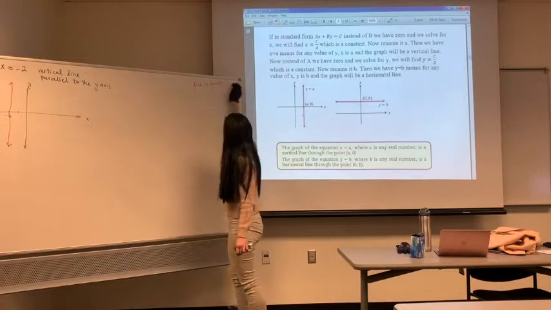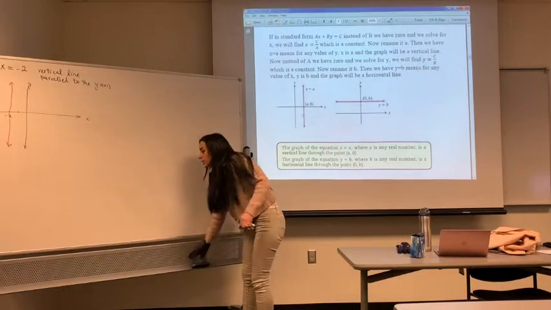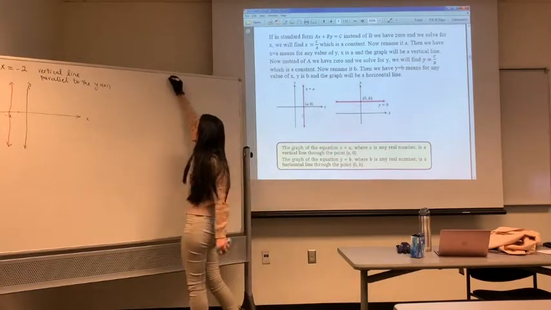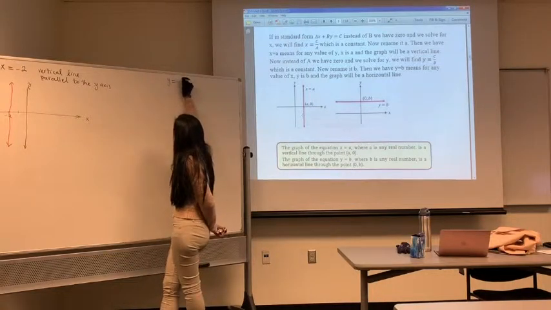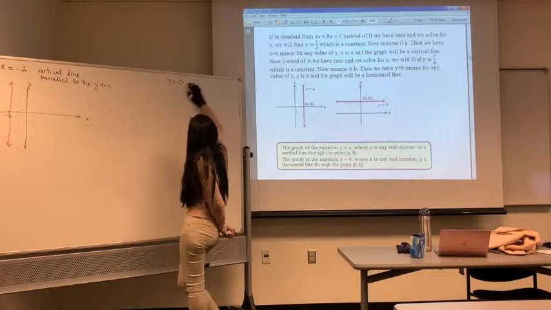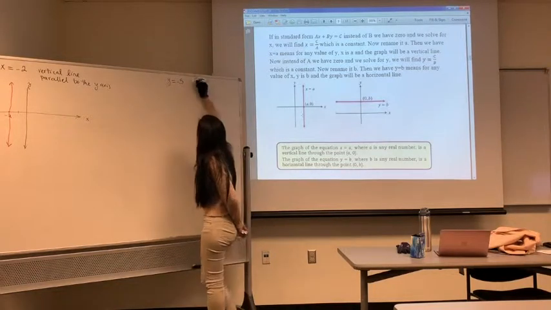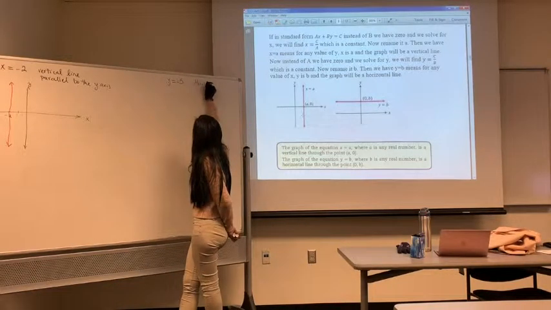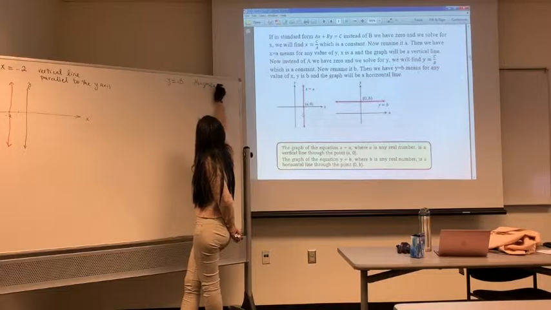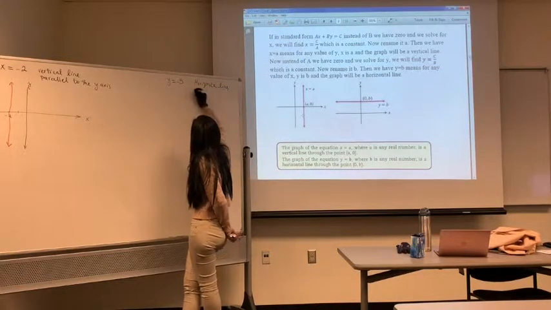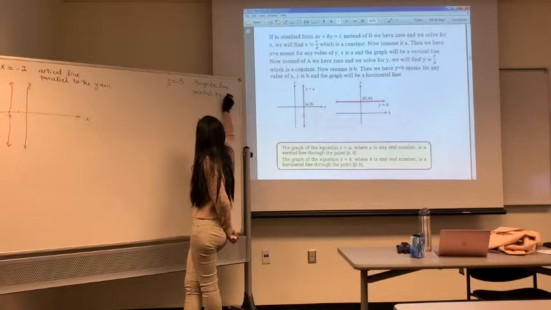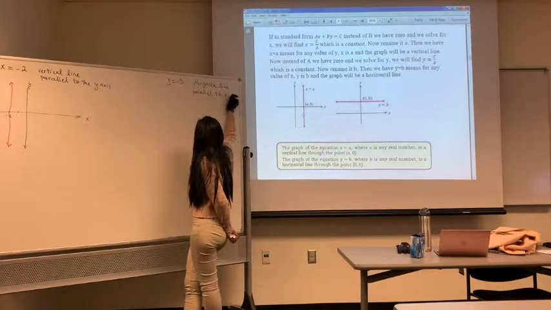So, what about y equals -5? What kind of line is this? A horizontal line. Parallel to which axis? The x-axis.